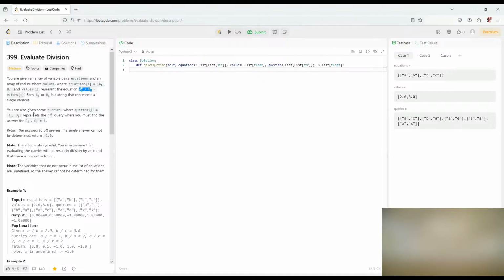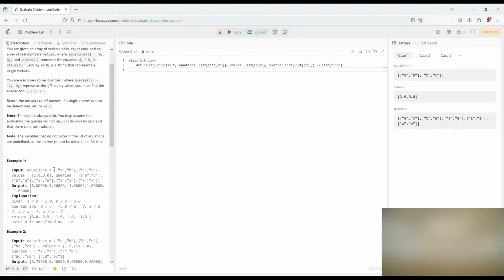Okay, you're given some queries, where queries[j] = [Cj, Dj] represents the jth query, for which you must find the answer to Cj divided by Dj. Return the answers to all queries. If a single answer cannot be determined, return -1. Note: the input is always valid. You may assume that evaluating the queries will not result in division by 0, that is, no contradiction. The variables that do not occur in the list of equations are undetermined, so the answer cannot be determined for them. Okay.